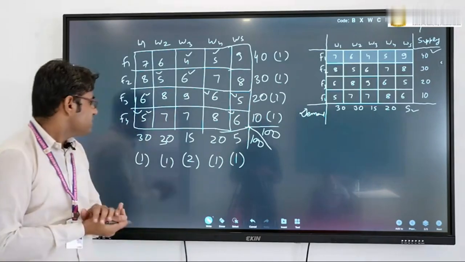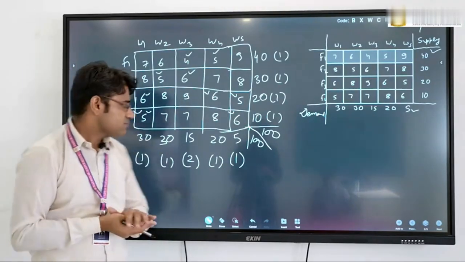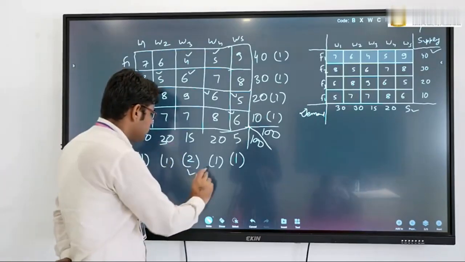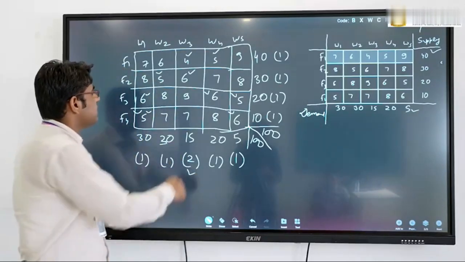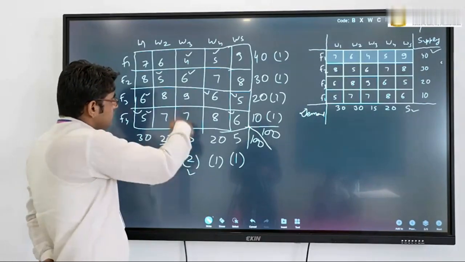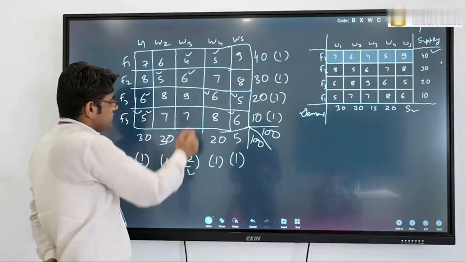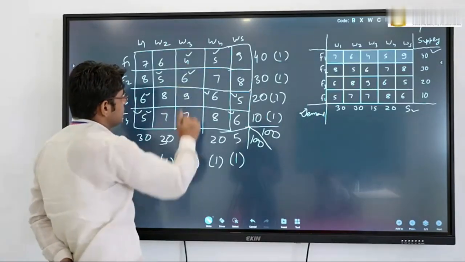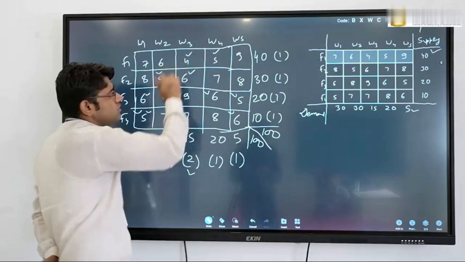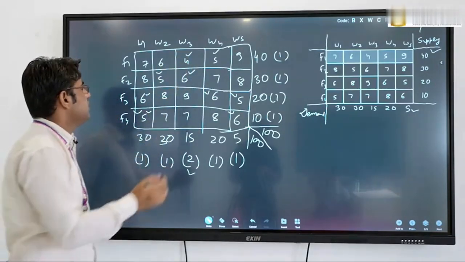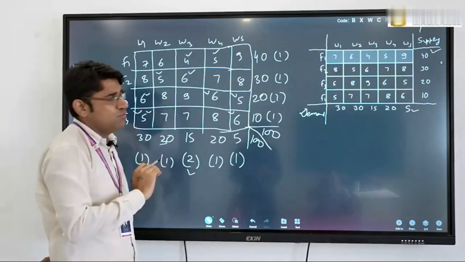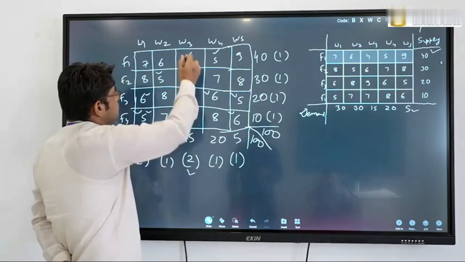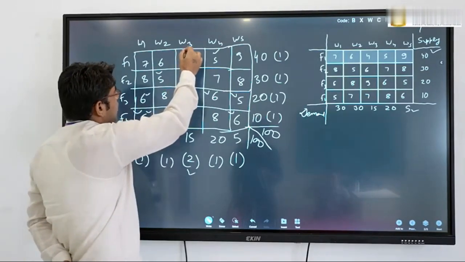Now we check the highest penalty. Here highest penalty is 2. So first we complete the demand and supply against the highest penalty in this column. Here we choose the smallest cost cell. Here smallest cost cell is 4. So first allocate here.